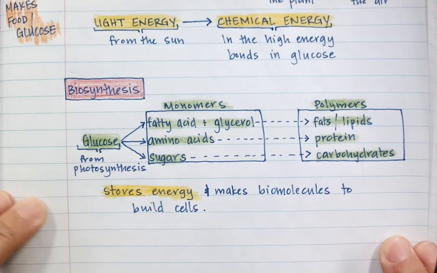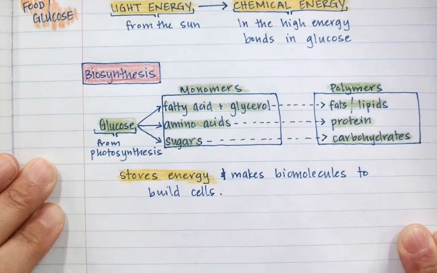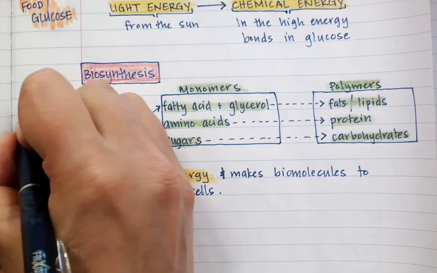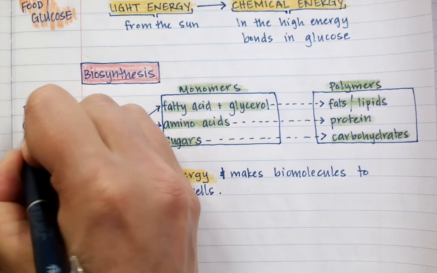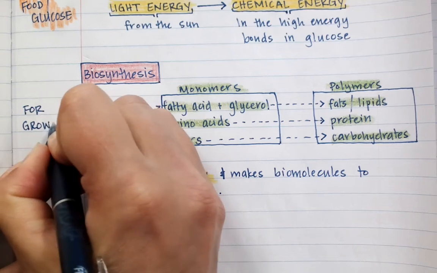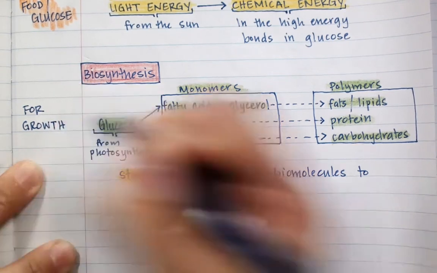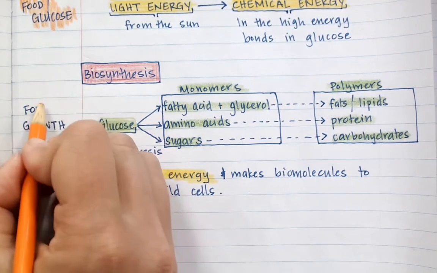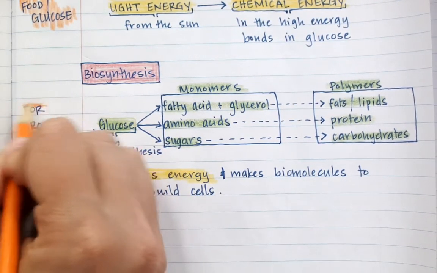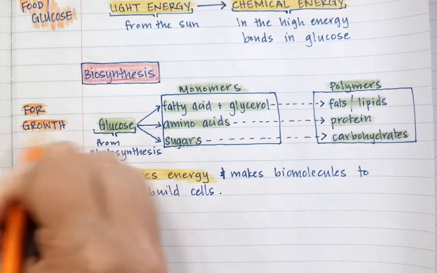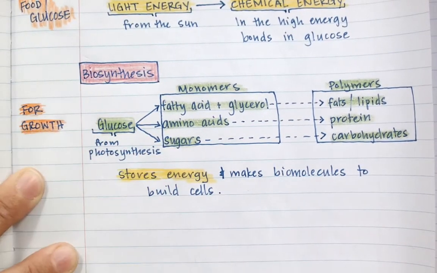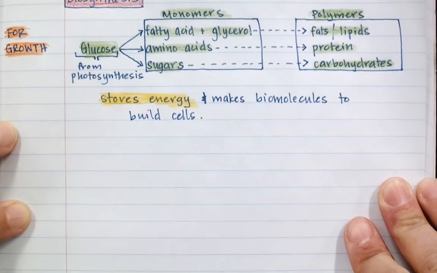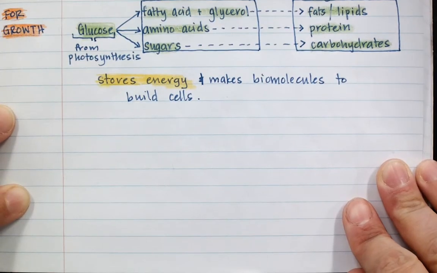And why would the cell want to do biosynthesis? What's the purpose of this process? Well, the purpose is for growth. If your plant needs to grow, or if it needs to make more of itself, because say maybe its leaf got damaged, then it's going to need to do biosynthesis in order to grow. All right, one more process, and then we're going to be done.